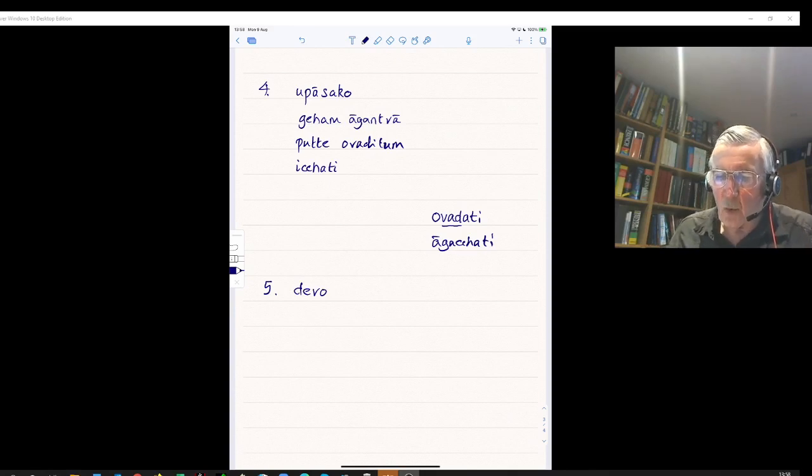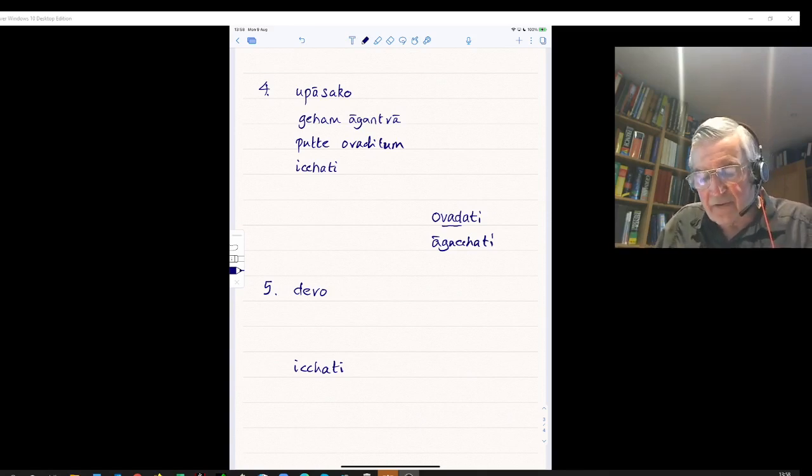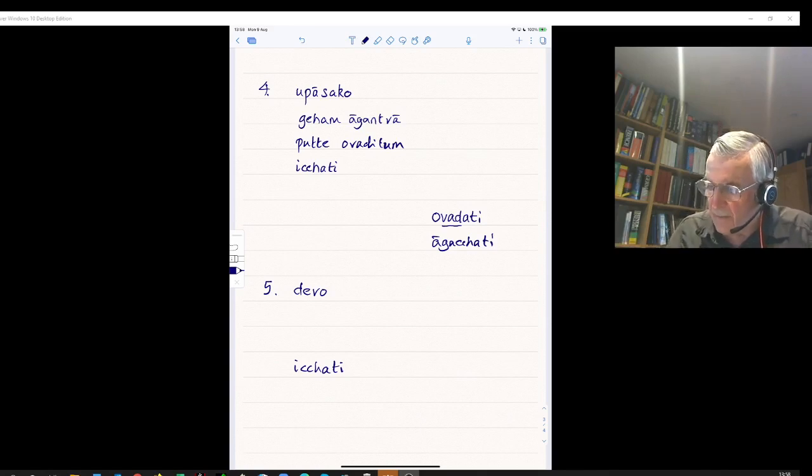The deity wishes. Let's put that down. Devo ichati. What does he want to do? He wants to speak with the Buddha. So bhasitum ichati. He wishes to speak. He wishes to speak with the Buddha. We say buddhena saddhim or buddhena saha. Either is correct. Buddhena saddhim bhasitum ichati. Let's write that here. So buddhena saddhim bhasitum ichati.